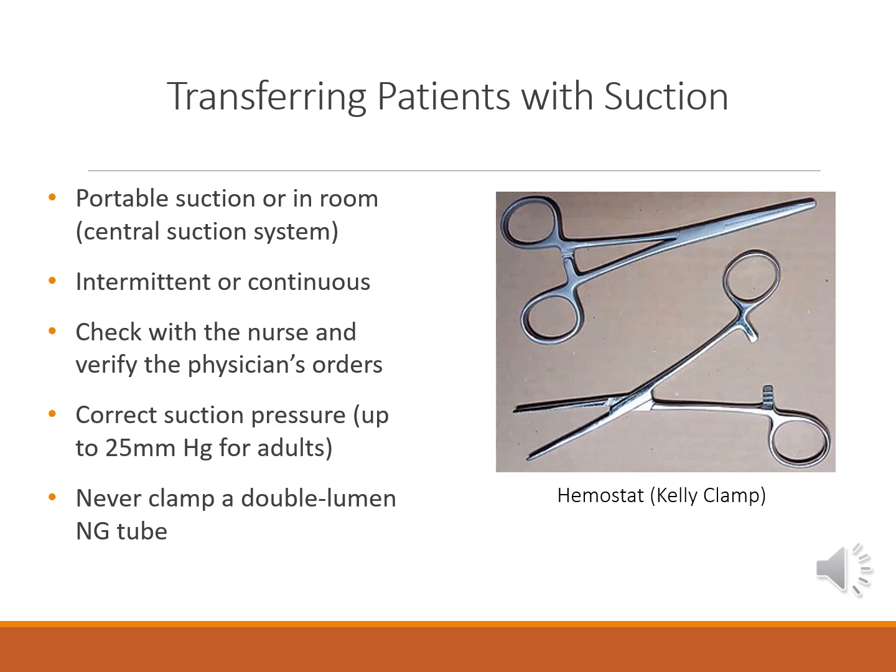For double lumen NG tubes, never use a hemostat or a regular clamp, as this can cause the lumens to stick together, affecting their function. To prevent leakage from a double lumen tube, use a syringe barrel inserted into the suction drainage lumen, the blue pigtail, and pin it to the patient's gown with the barrel pointing up to avoid reflux.